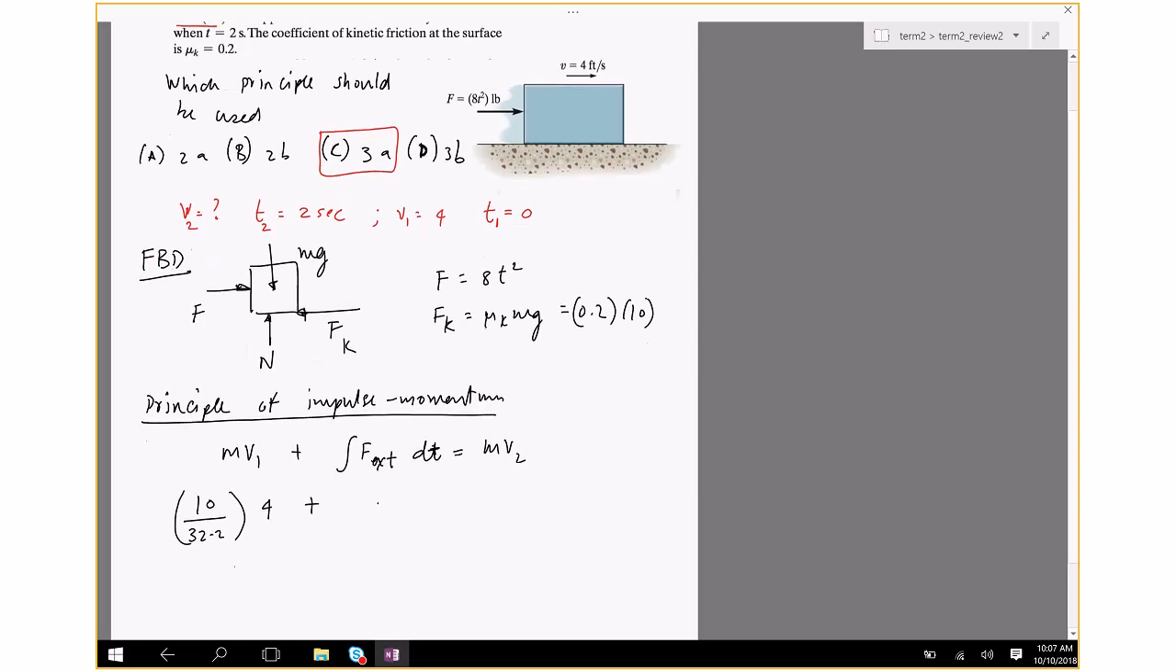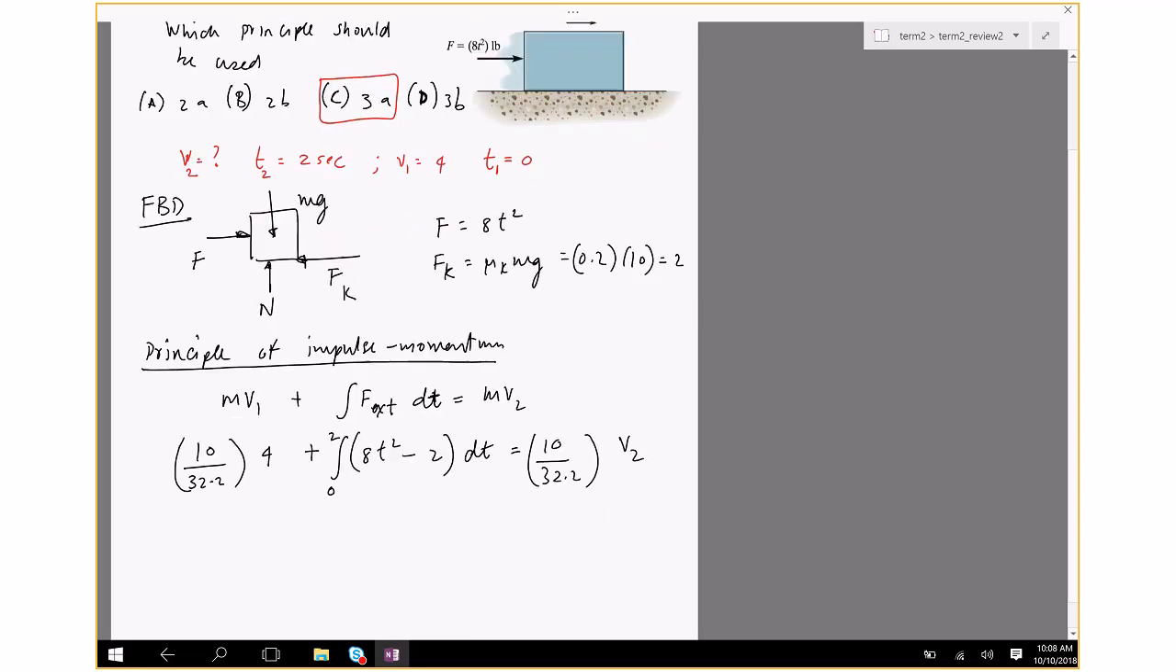So F external is 8t square minus 2 dt, and the time goes from 0 all the way to 2, equals 10 divided by 32.2 times v2, where v2 is unknown. Okay, so that integral is very straightforward. I will not spend time doing that. The answer is 59.8.